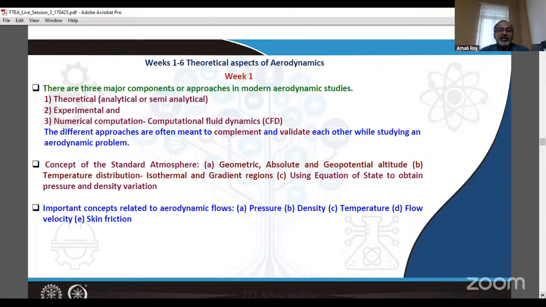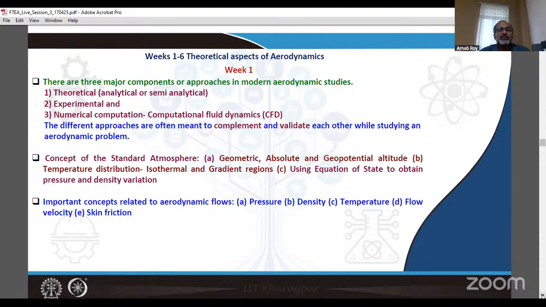So week 1 introduced the basics. It also gives you the appreciation about the major components of aerodynamic studies, the theoretical approach, which includes analytical or semi-analytical solutions of governing equations. Then in between, we discussed numerical computations or CFD, and then finally we discussed experiments and the appreciation that they all complement each other, they validate each other, and a modern aerodynamicist should have a very good balanced perspective of all these approaches so that she or he can do a good job.